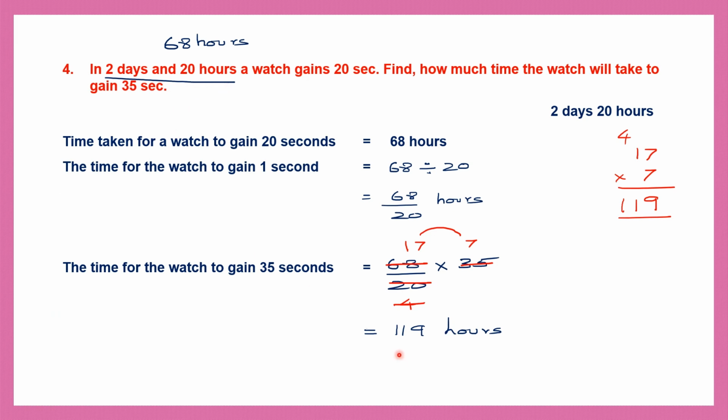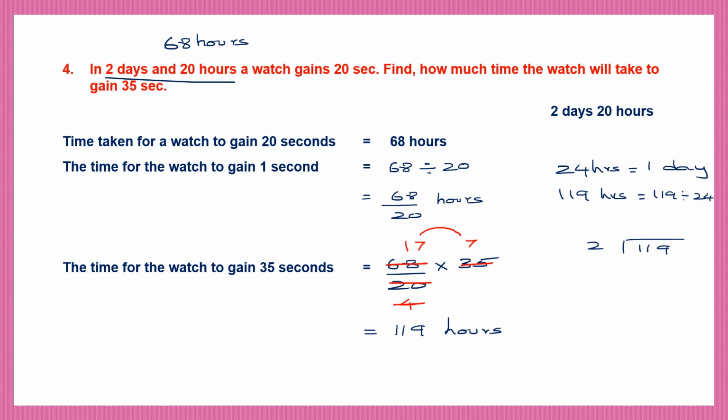2 days and 20 hours. So let's convert this to days and hours. So we know that 24 hours make one day. So 119 hours. How many days will it make? That means we have to divide 119 by 24. So let's do that division. 119 divided by 24. Now 24 into 4 is 96. That's the closest we can get.